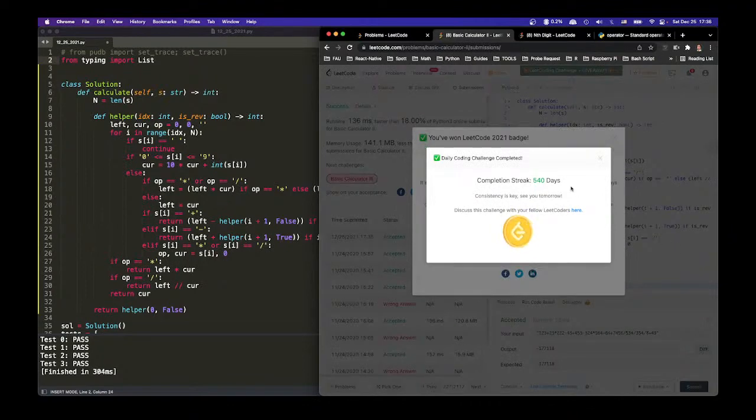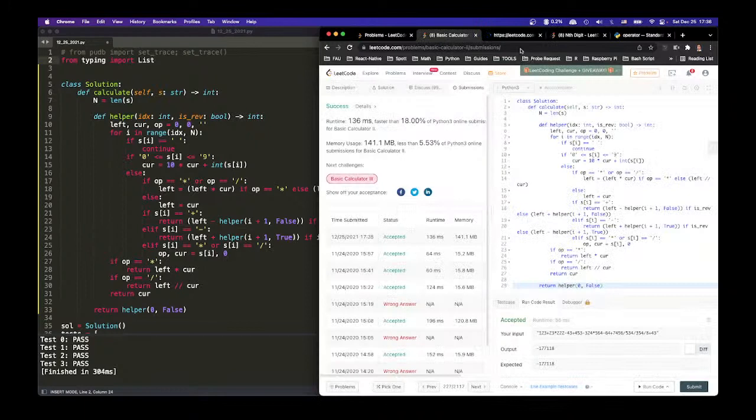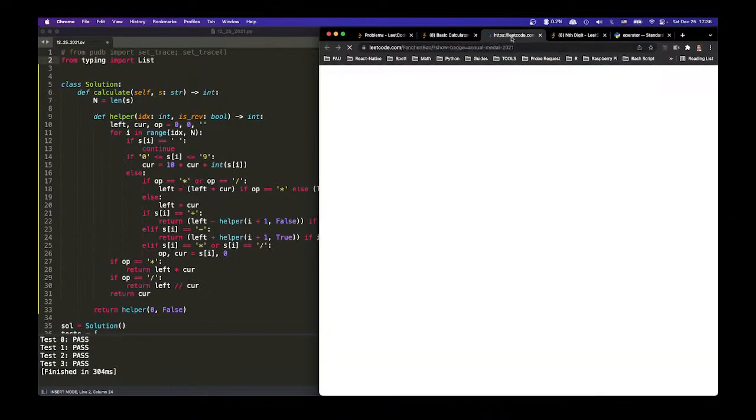540 days. Okay. Congratulations, it's an award for users for the continual commitment in solving for 300 days. Check out the badge in the profile page and wear with glory. Only 0.12% have won this badge. We are consistent, that is for sure. This is something, I mean, when you're not that smart, the only thing you can do is be consistent. It can compensate a little bit.